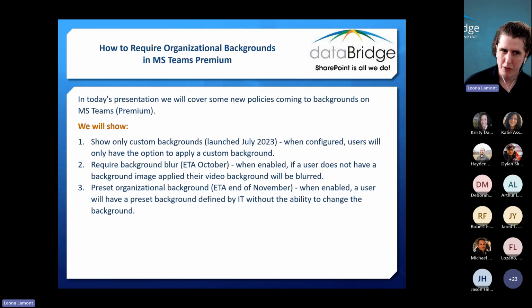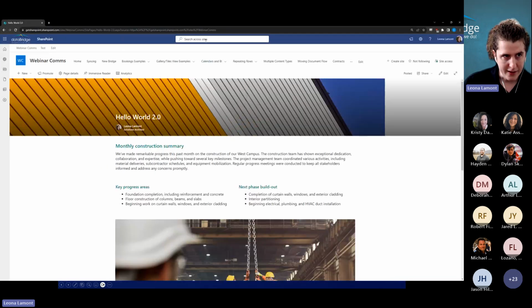And the last one is going to be preset organizational backgrounds, which should be happening by the end of this month, hopefully. When enabled, a user will have a preset background defined by IT without the ability to change the background. So in essence, if you say, as an organization, we need to have maybe our background logo, kind of like what we have right here, forced down onto all of our user base, or maybe different teams have different backgrounds that should be automatically applied, that's going to become available to you here in the near future. So just to show you how to get to and configure this.